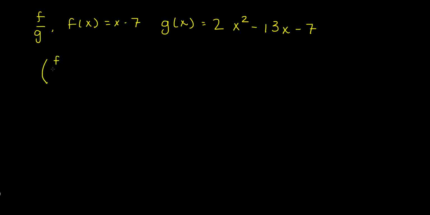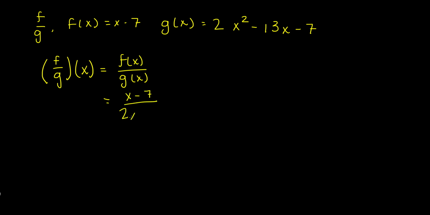So I'm going to write this as f divided by g of x equals f of x divided by g of x. Okay, so using this rule, I'm going to use substitution. So f of x is x minus 7 divided by g of x, which is 2x squared minus 13x minus 7.